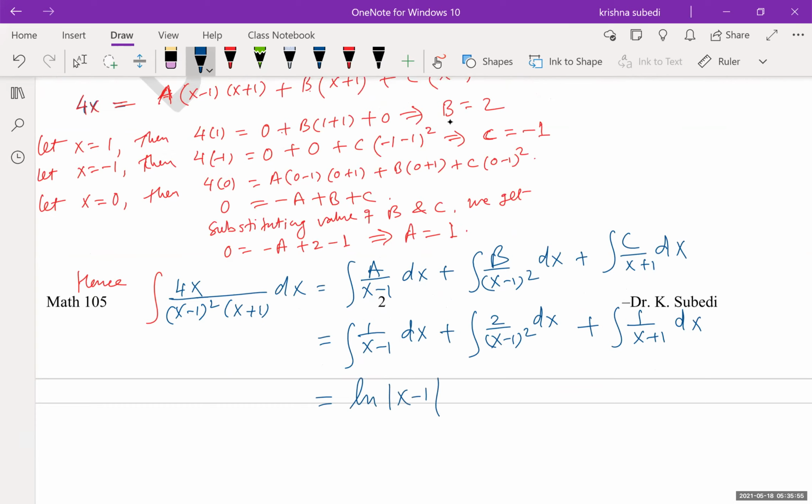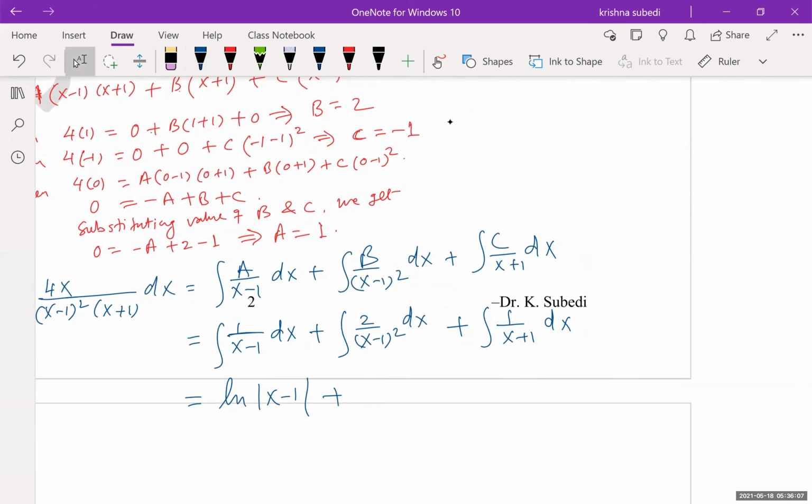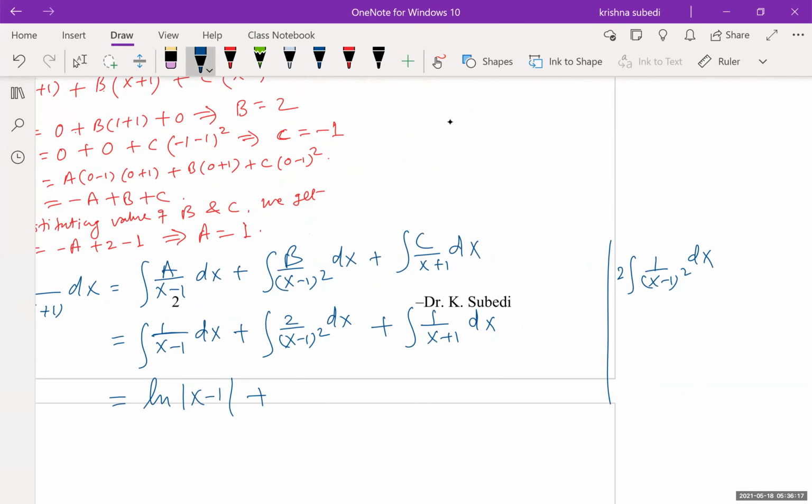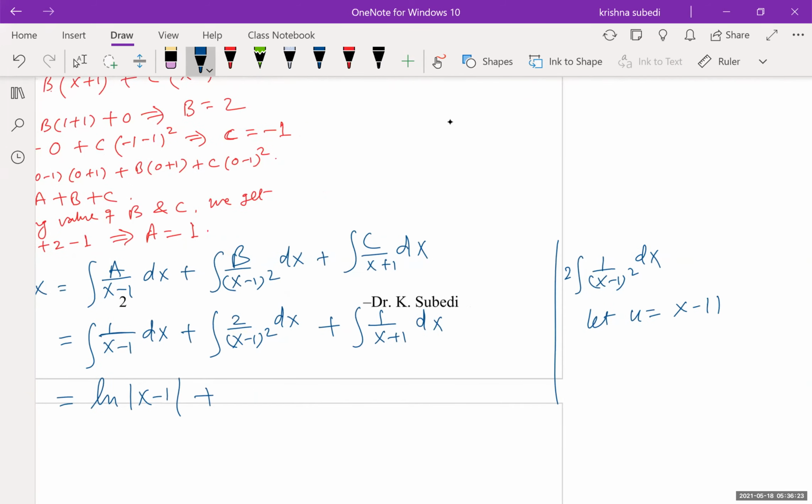So integration of 1 over x minus 1, using the formula that we discussed earlier, will be ln of x minus 1, plus this guy. Okay, so let us calculate how much this is. We need to find 2, I can write it outside, times the integral of 1 over (x minus 1) squared dx. So you can suppose u equals x minus 1.